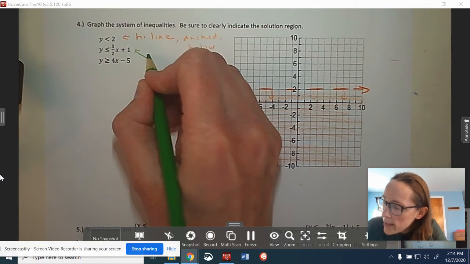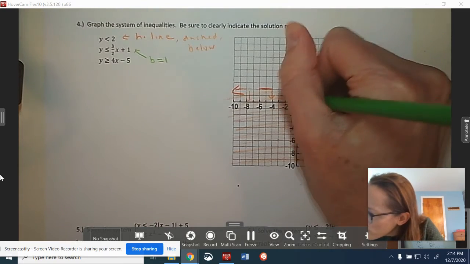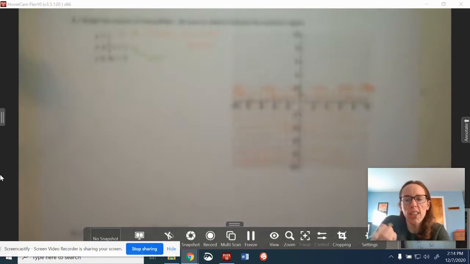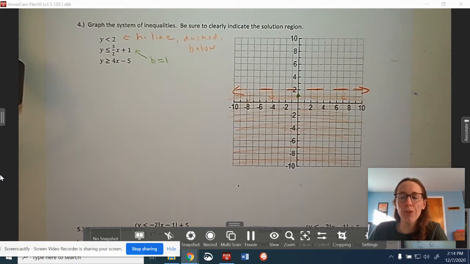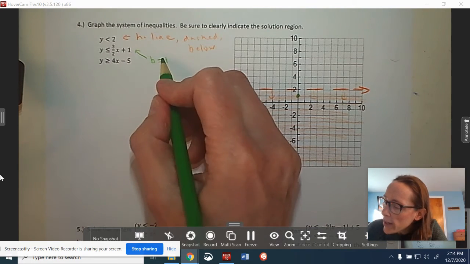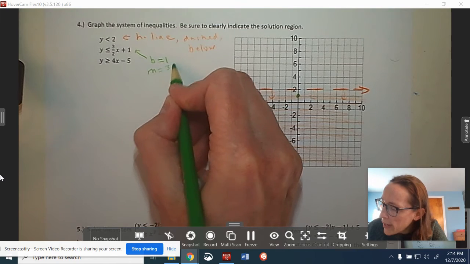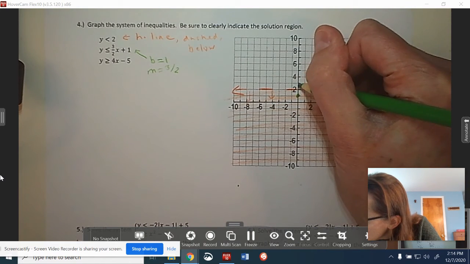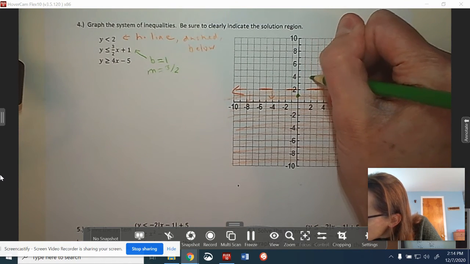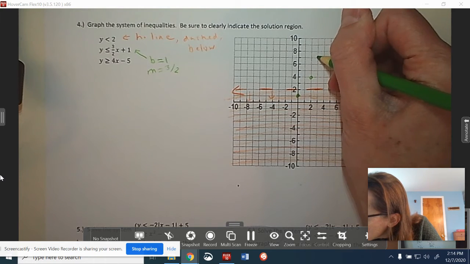All right, so this has a y-intercept at 1. And I just chose green. There's no correct order or no correct color to use. I just picked a different color. So I have y-intercept of 1. I have a slope of 3/2. Up 3, right 2, up 3, right 2.